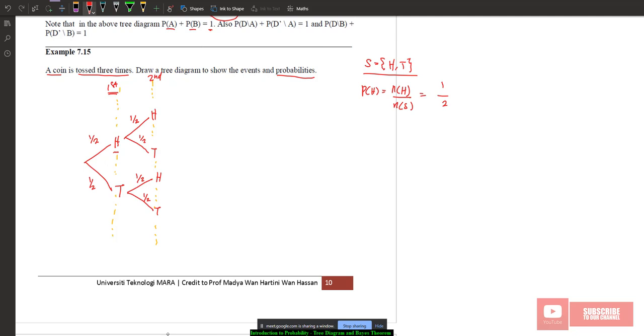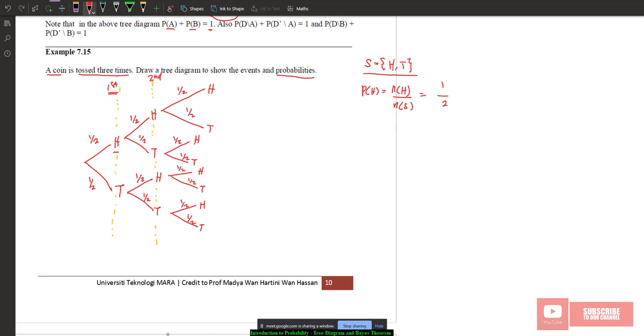So if the first toss you got head, and the second toss you got head, the third toss you still have two possible outcomes, either head or tail. These steps are the same for the rest of the outcomes, and the probability is also the same, 1 over 2 on every branch.